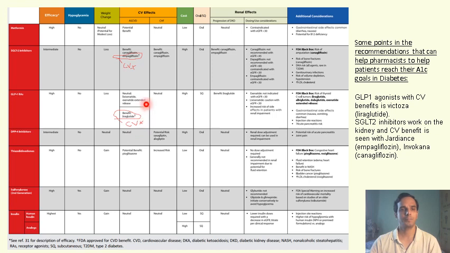When selecting an agent, the efficacy of the agent is to be looked at, hypoglycemic risk, weight changes. GLP-1s have the best benefit because they have weight loss as well as CV benefits, and the efficacy is high. So relatively a good choice for most of the indications, GLP-1 agonists, though they are injectable. There is one new GLP-1 agonist still in clinical trials, which could be an oral one.